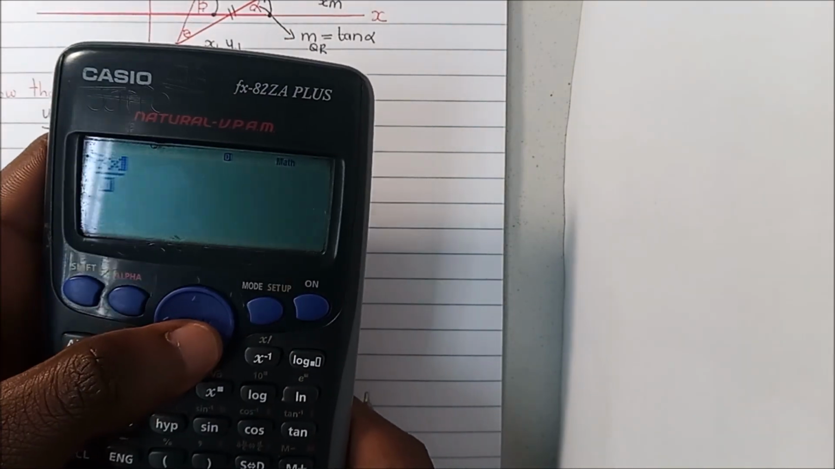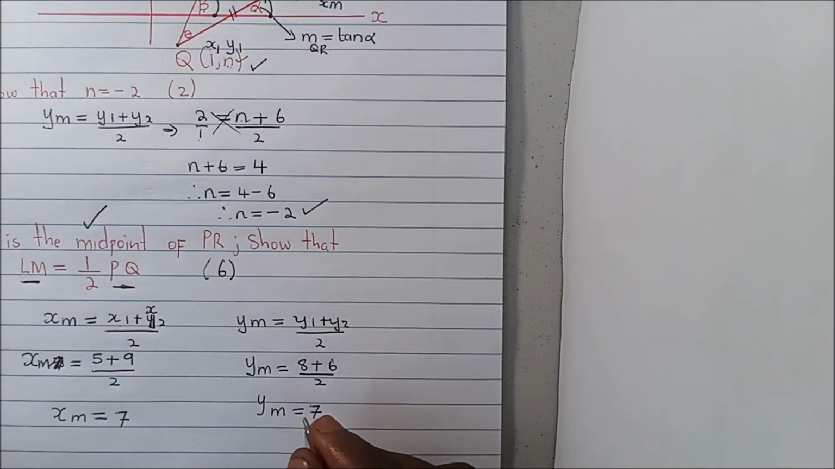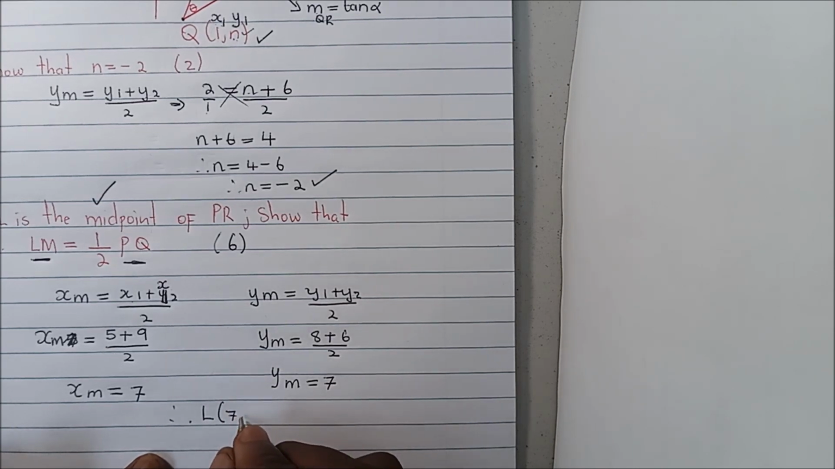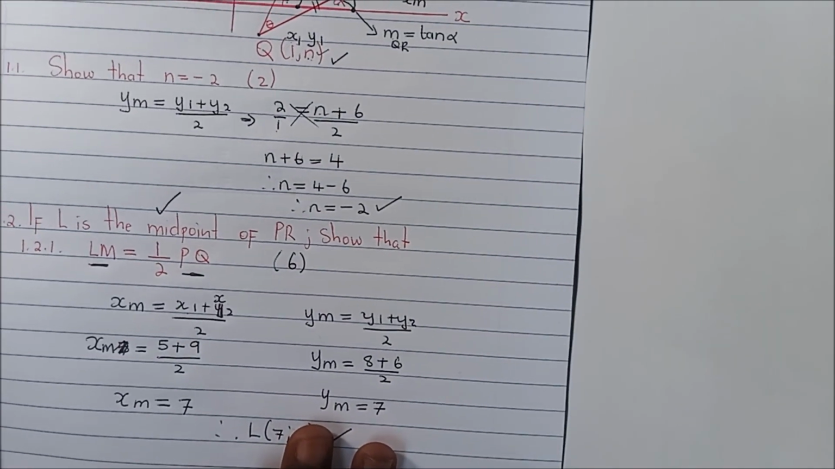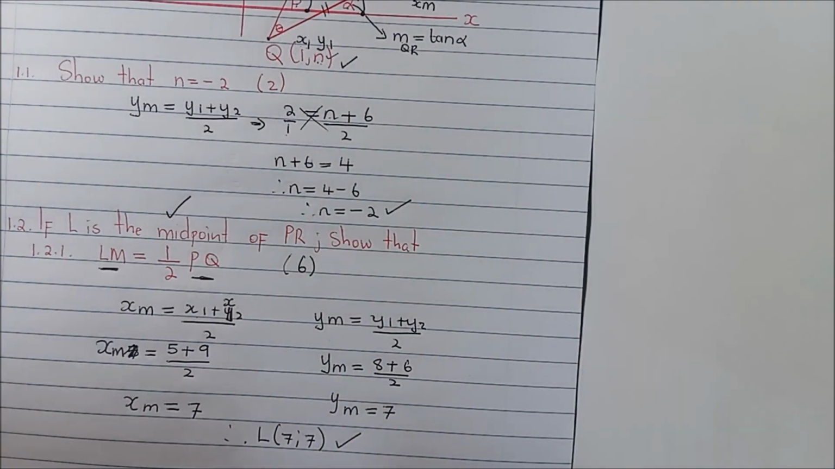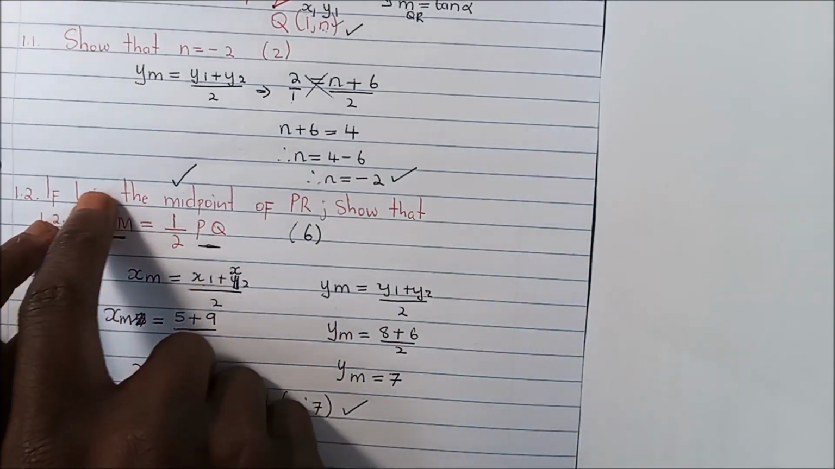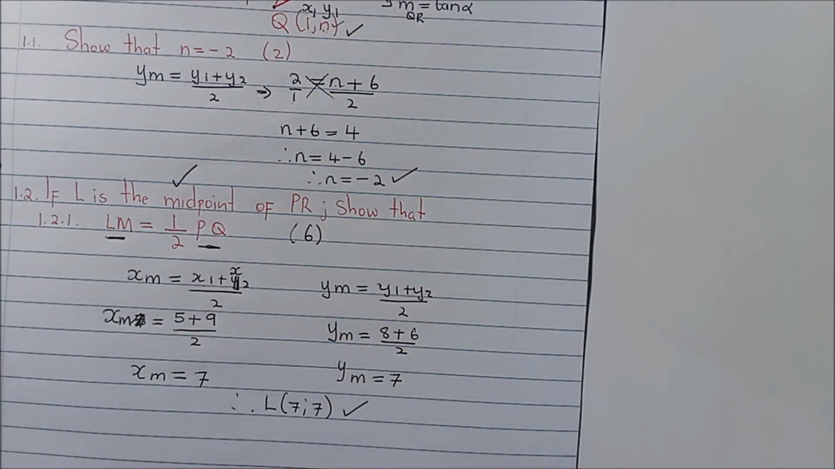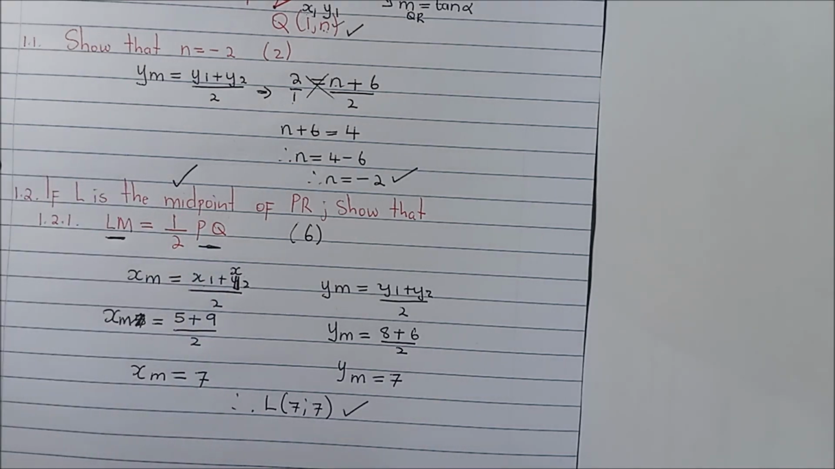Sorry, 8 plus 6 divided by 2. That's 7. So therefore, the coordinates of L are (7, 7). Nice. That's where we start. Now remember, we need to show that LM, the length, is equal to half of PQ. So we need to find the length of PQ.